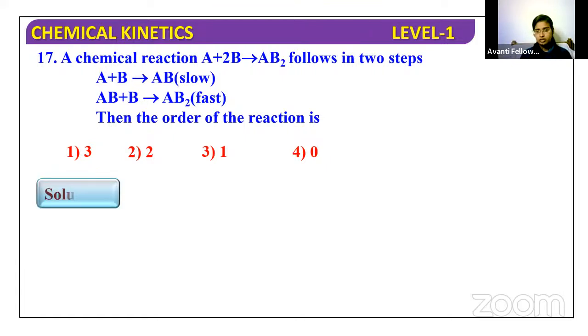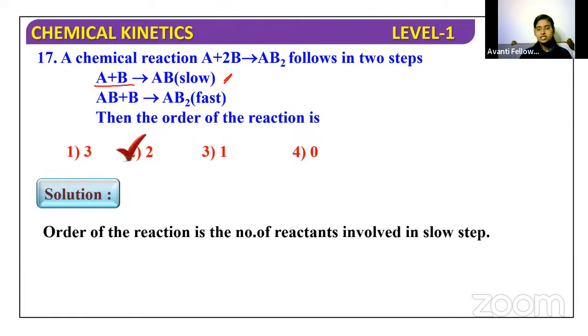Why is everybody going for option 2? Very good, Vaishnavi. Because the slowest step determines the reaction rate, right? The slowest step is the rate determining step, and in that slow step we have two reactants. So the order of the reaction is 2. Order of the reaction is the number of reactants involved in the slow step. So in the slow step, we have 2 reactants. So the answer is option 2.